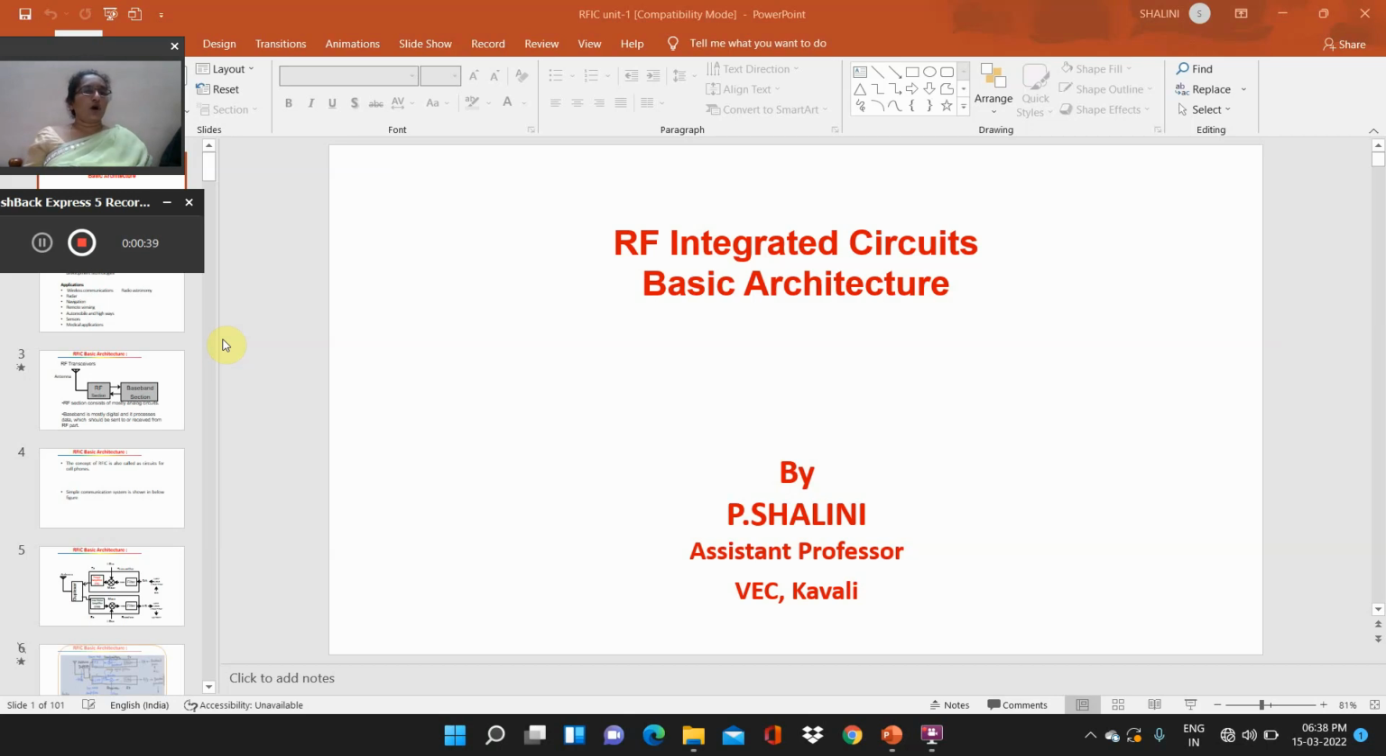After RF frequencies, immediately we will talk about the microwave frequency spectrum. That's the range from 3 gigahertz to 30 gigahertz. After that we have millimeter waves, and that frequency spectrum which involves optical fiber communications. Next, optical fiber communication.